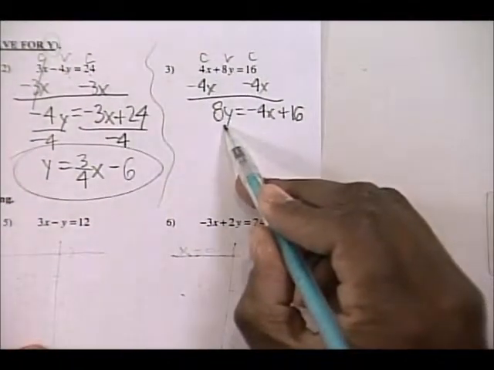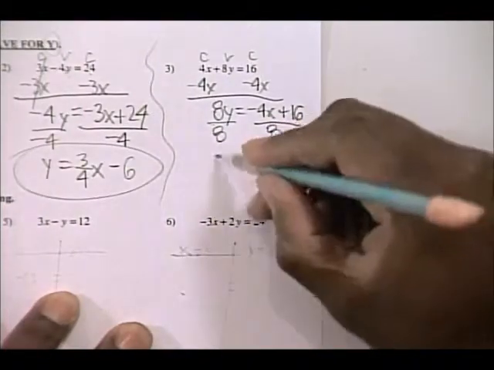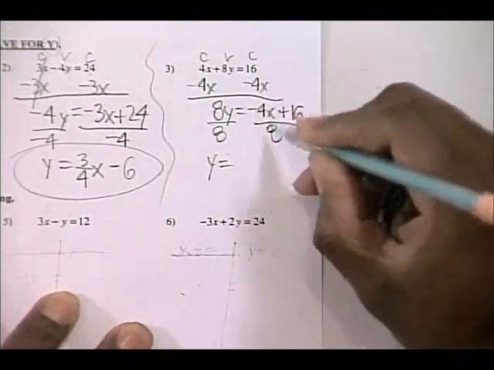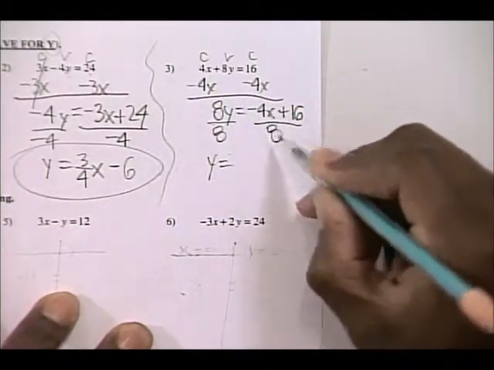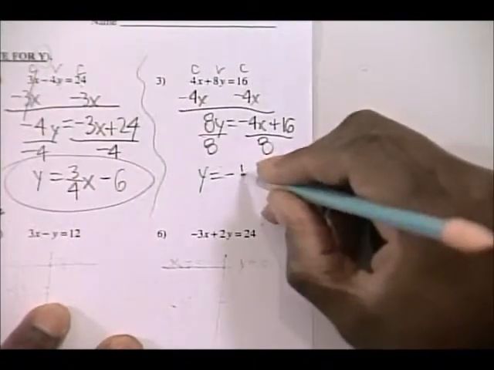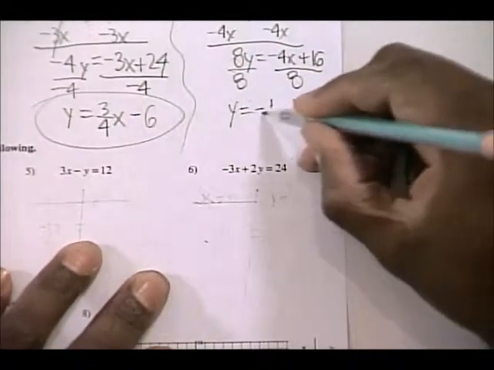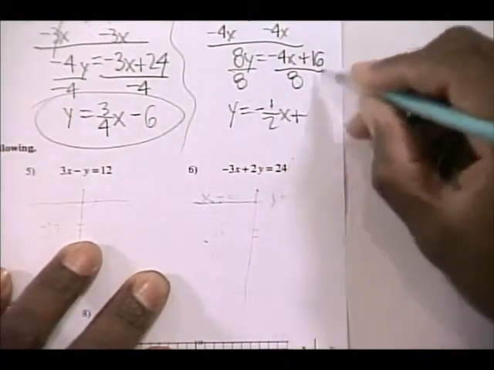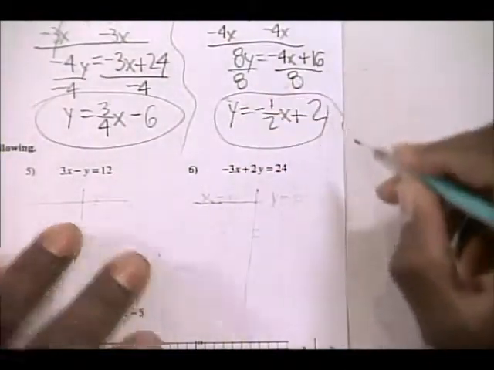You're going to isolate the y by dividing by 8 on both sides, and you end up with y is equal to negative 4 divided by 8. Some students might think that that's 2, but that's actually 4 over 8, which is negative half x plus 16 over 8, which is 2. Final answer. Here, you just solve for y.